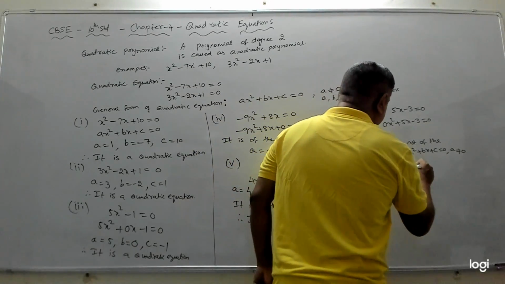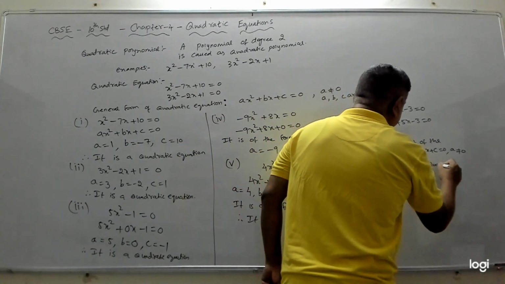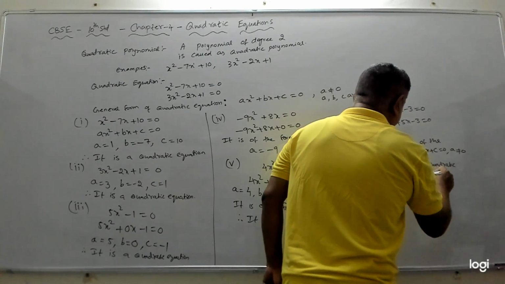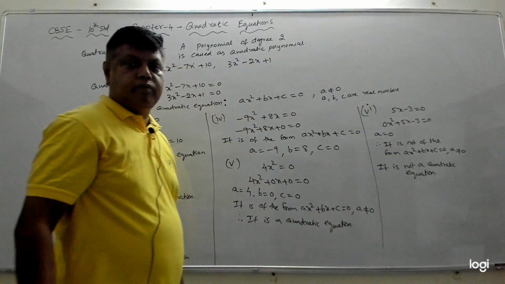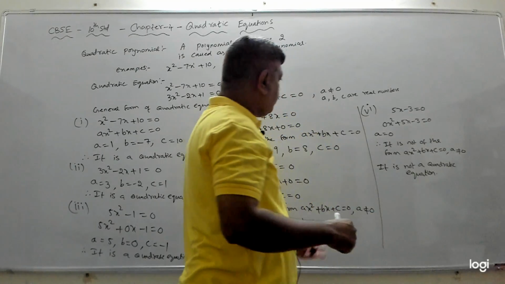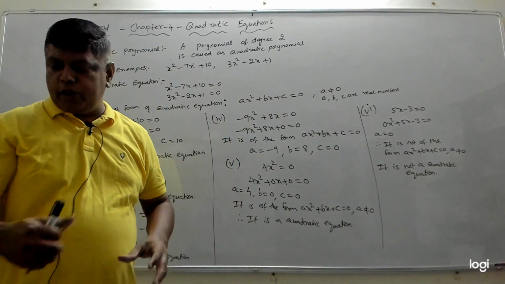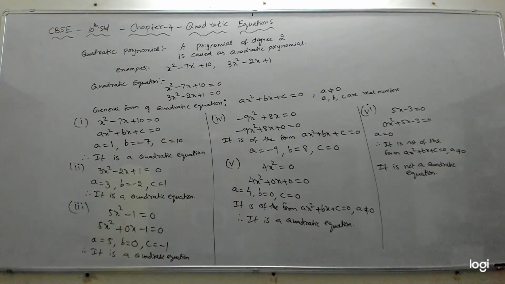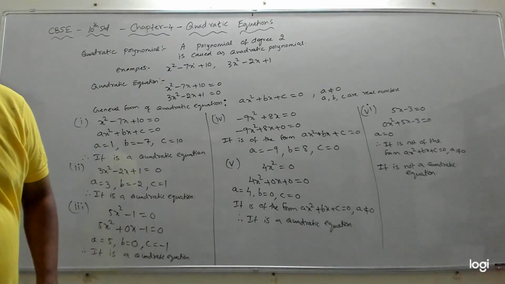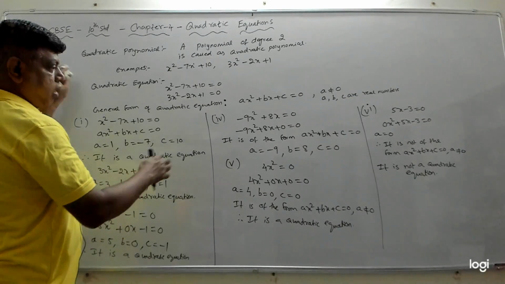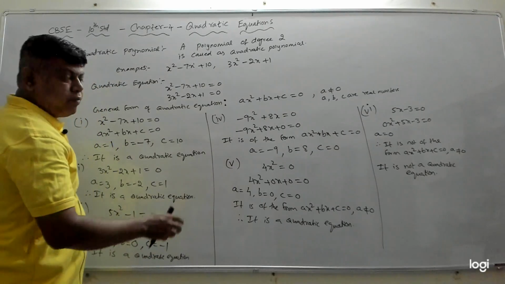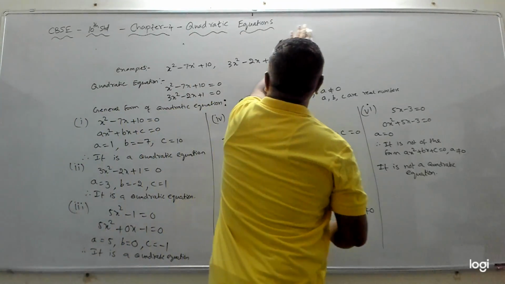It is not a quadratic equation. Clear? Is that fine? So now we will continue with the example 1 in this chapter, which is in page number 71. I hope you all have understood what is a quadratic equation. Fine? So we will move on to the next section.